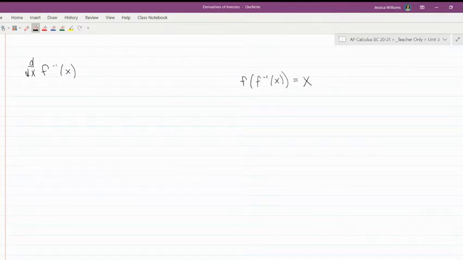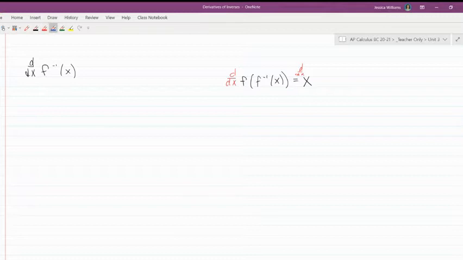So remember that an inverse switches your inputs and outputs. An inverse undoes a function. So a function and its inverse undo each other, and you're just left with the input alone. So f of f inverse is just x, because they undid each other. And then we're going to do some implicit differentiation from your last video, where we're going to take the derivative of both sides.